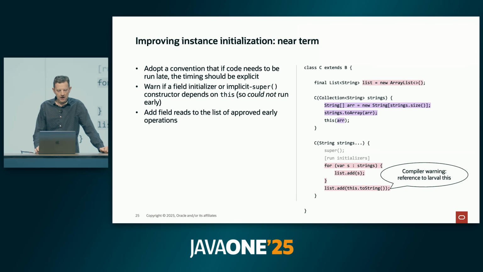In the near term, how can we do that? Well, we can't go in and start changing the order of code execution. Lots of bad things could happen if we just imposed that. What we can do is provide some compiler warnings that encourage a convention that if code needs to run in the late phase, the timing should be explicit. What I mean by that is if you need to run something in the late phase, include an explicit supercall, and then provide the code that needs to run late after that.